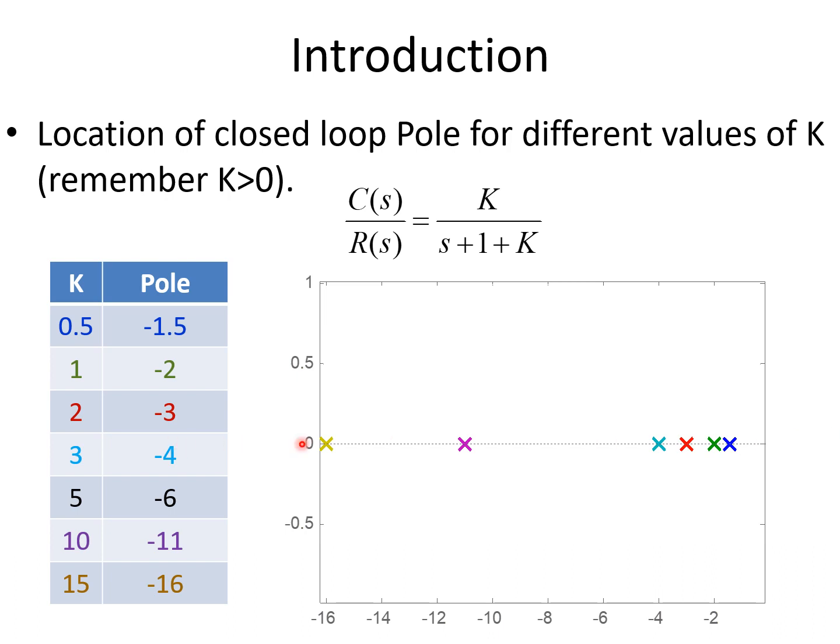These are the locations of the poles, shown with different colors here. The locations at 0.5, 1, 2, minus 3, minus 4, minus 6, minus 11, and minus 16 are shown. Basically, this shows that the location of the poles depends upon the DC gain of the system. We start from K equal to 0, and we can extend up to K equal to infinity also.